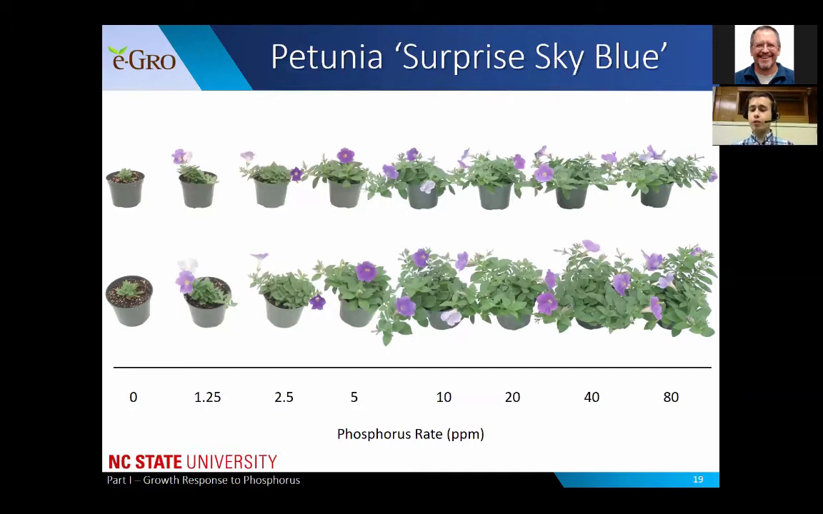When you provided them with 2.5 parts per million phosphorus, they were yet again a little bit larger. 5 parts per million, still again larger. But after that point, you no longer really saw any significant increases in growth. And what I mean by this is that plants that were grown with 10 parts per million phosphorus were very similar in size to those grown with 20, 40, or 80 parts per million phosphorus.